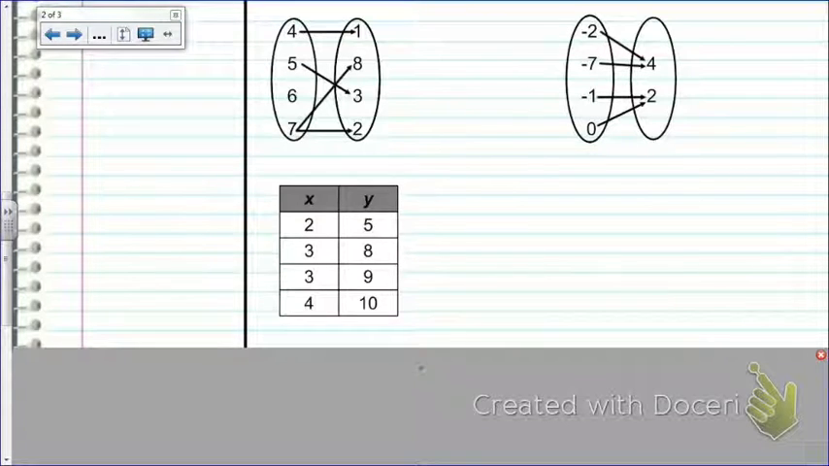So from a table, you should be very familiar with the table, right? Here are your x values, or your domain. So I'm going to write that. Your x values is your domain. Your y values are your range. A mapping is very similar to a table, right? So my domain consists of 2, 3, 3, 4, or I could just say 2, 3, 4. And my range has the elements 5, 8, 9, and 10.